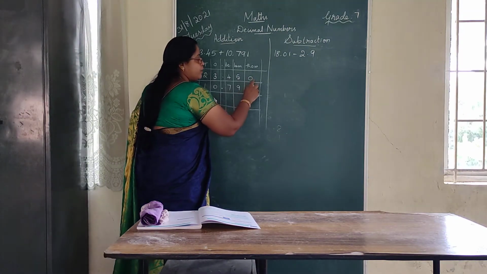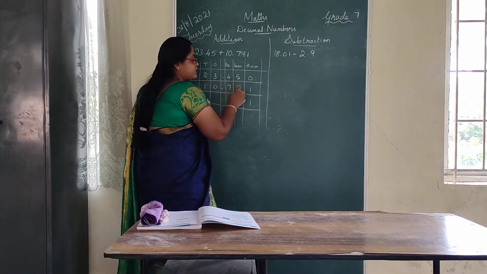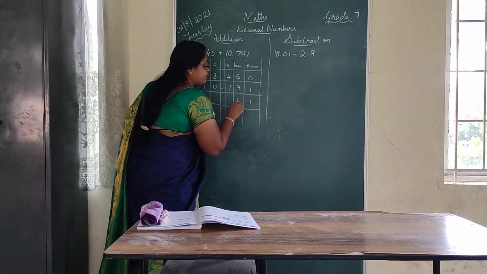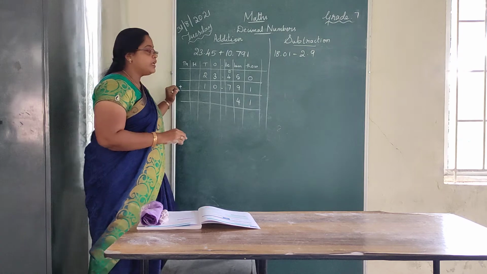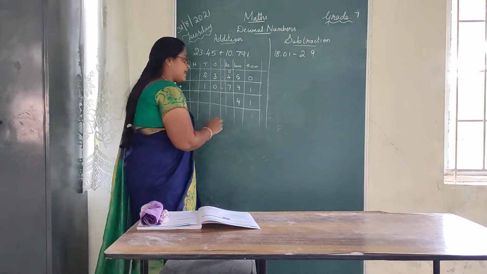First of all, 0 plus 1 is 1. Then 5 plus 9 is 14. For 14, we should write 4 only here. 1 should be on the top of 4. Next, 4 plus 7 is 11. 11 plus 1 is 12.